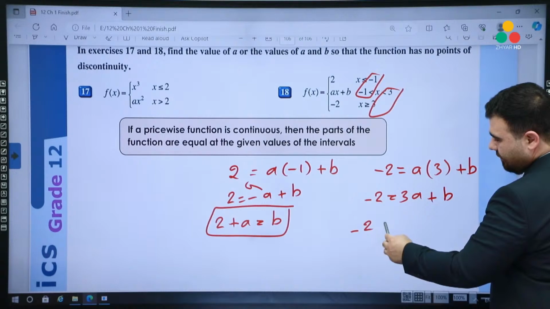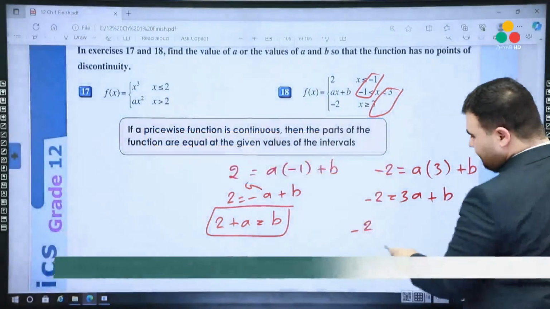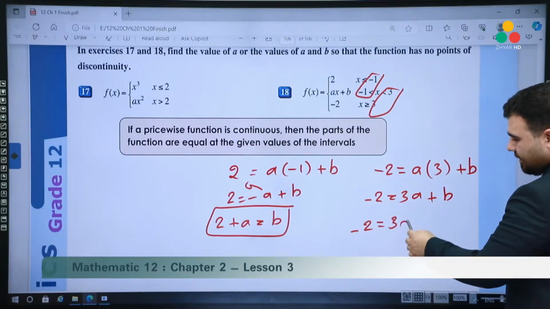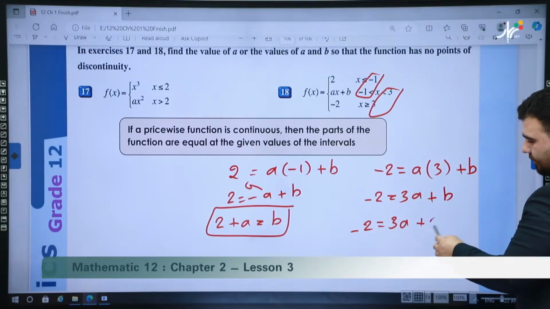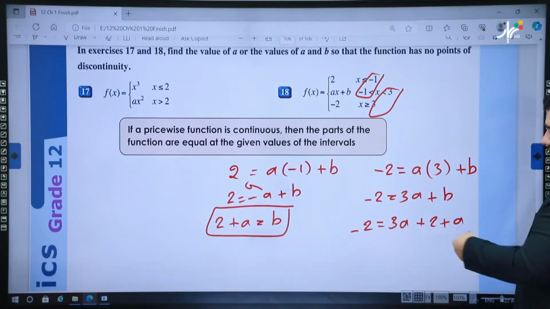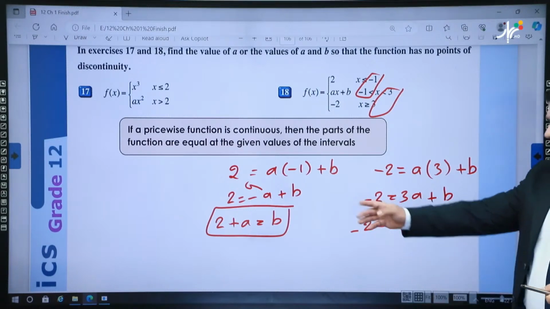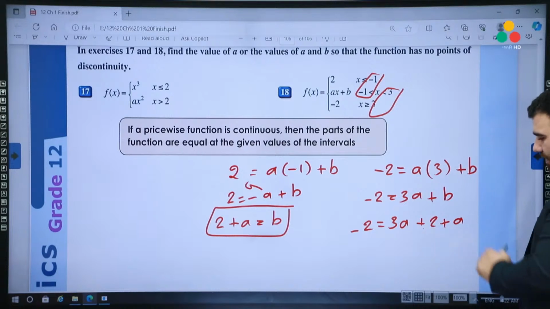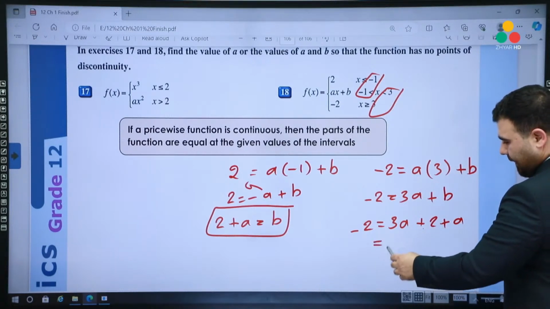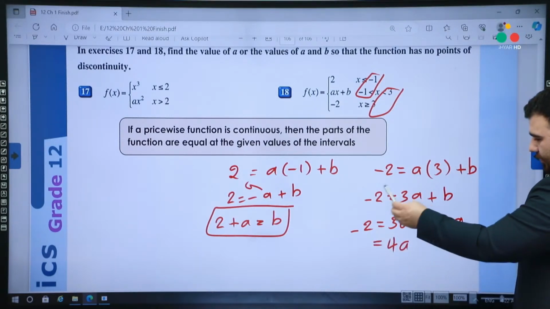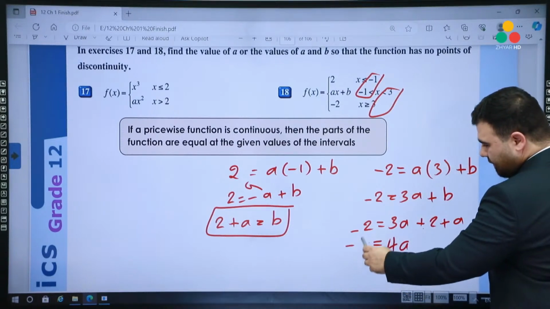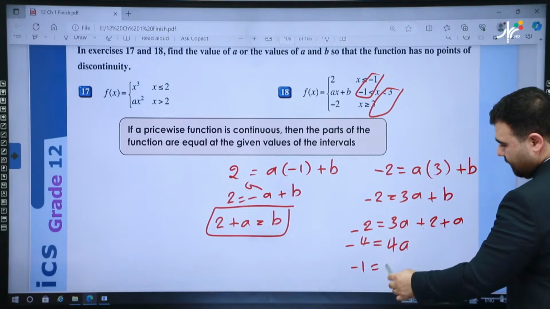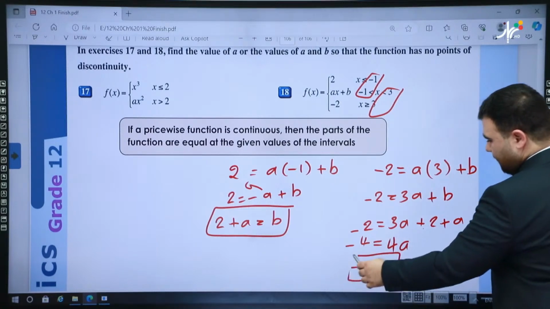So -2 equal to, and instead of B, 2 plus A, that's the 3A, the same thing, plus 2 plus A. Since they are both positive, it's okay, but if they are negative, it's better to use brackets. Now 3A plus A is 4A. 2 goes to the other side, becomes negative, that's -4. Then divide by 4, -1 is equal to A, or A is equal to -1.